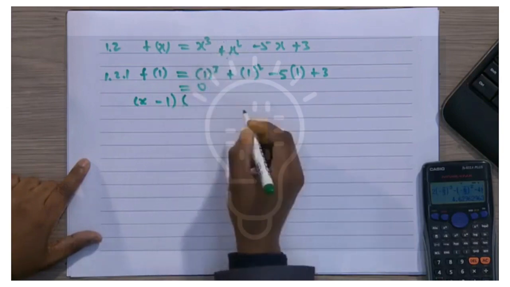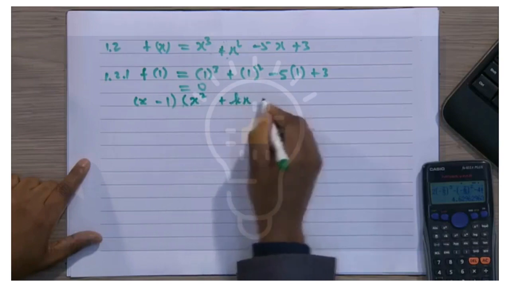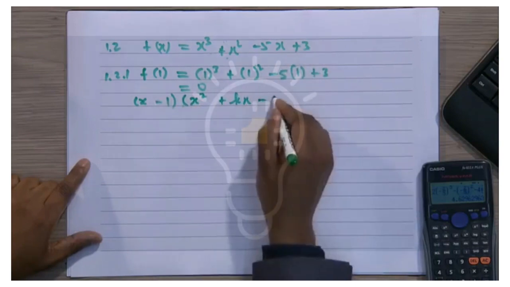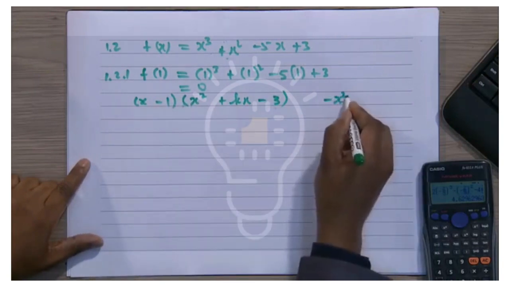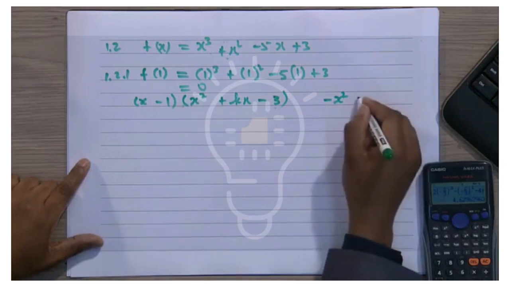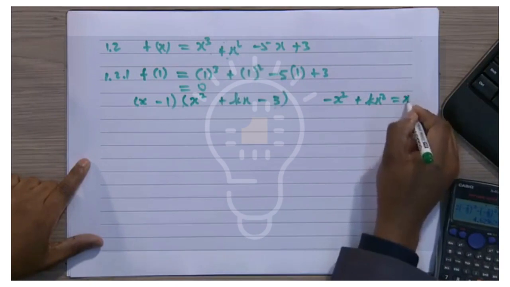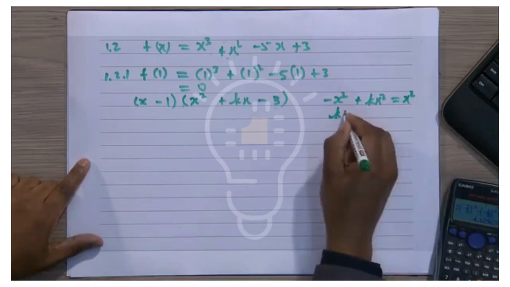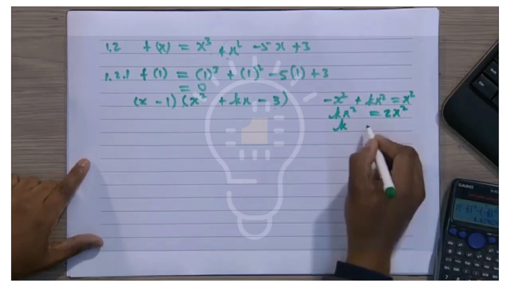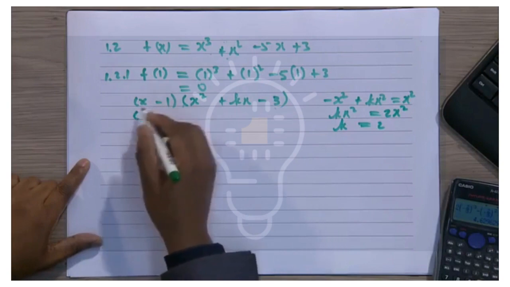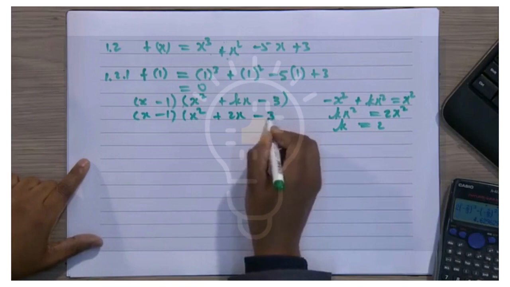So we can continue factorizing it. What do we multiply x with? It's going to be x squared plus kx, again minus 3. If we multiply minus 1 and x squared, we'll have minus x squared. x with kx will give plus kx squared, equal to the term with an x squared in our original function, which is x squared. That means kx squared is equal to 2x squared, meaning k is equal to 2. So we can further say x minus 1 into x squared plus 2x minus 3.